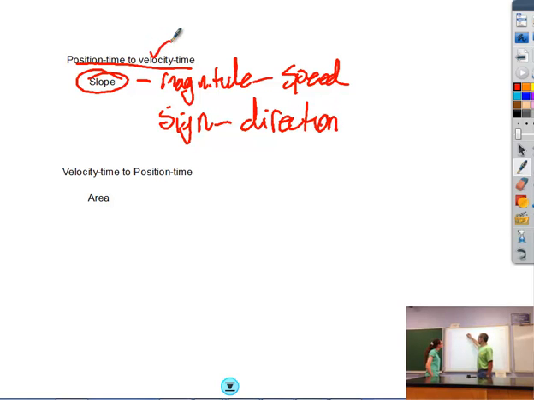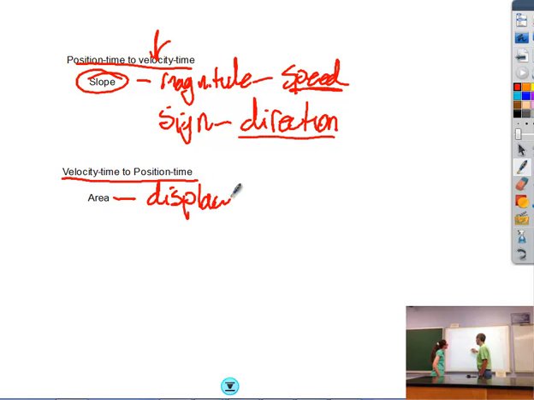So remember, velocity is a vector. We need 2 things. We've got to have both speed and direction. So the magnitude of the slope, the steeper it is, the faster it's going. The direction it's sloping, slopes up is positive, it moves away, slopes down, it's negative, it's moving towards. Okay? Velocity time to position time graph. This one is a little bit trickier. The area gives you displacement.